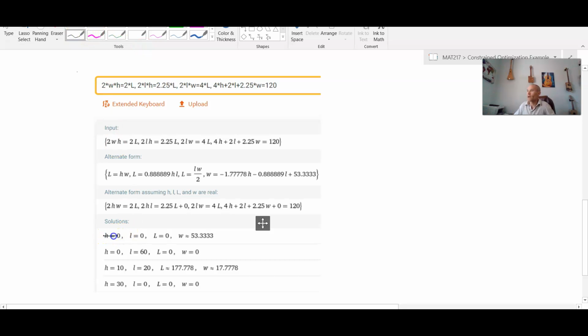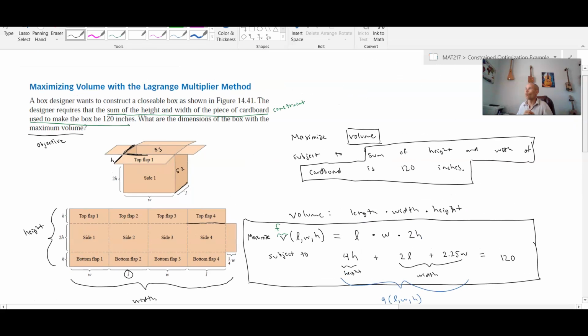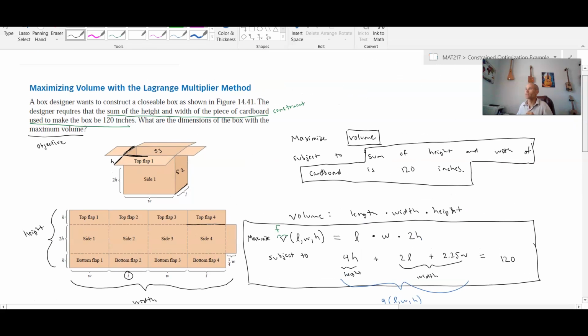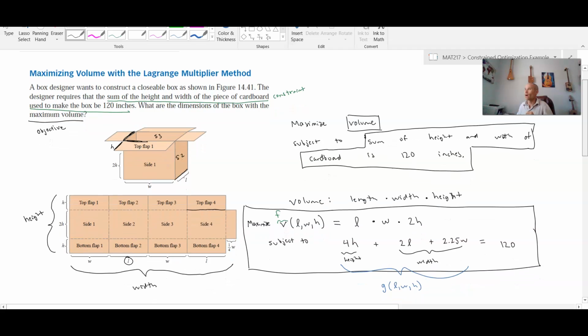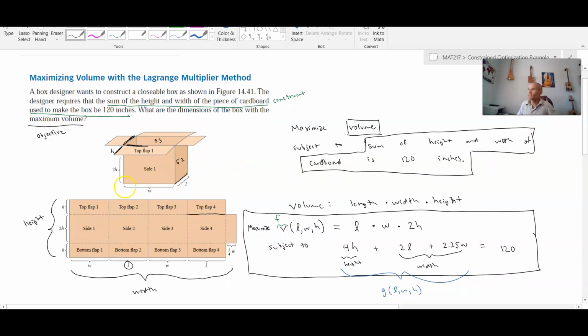So we have scratched out these three solutions here, and we're concluding that h equals 10, L equals 20, and W is about 17.78. Now, that's not where we have to stop the problem. We have to think about what the question was. The question is, what are the dimensions of the box with the maximum volume? Well, that's going to be this dimension here by this dimension by this dimension.